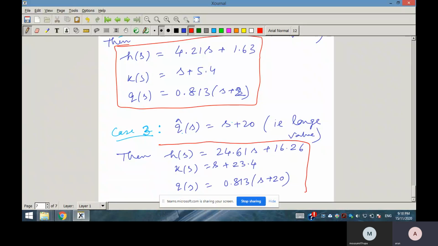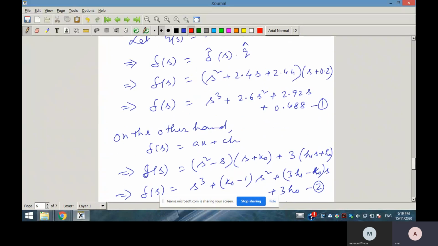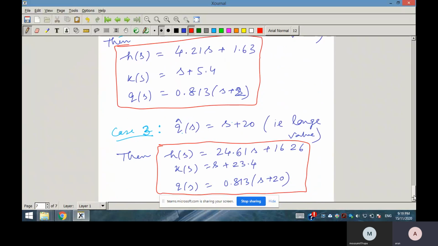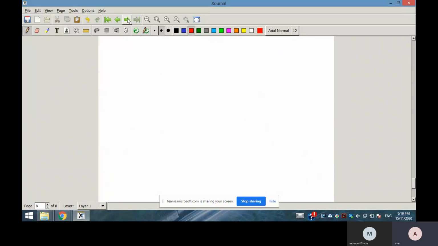So what will be the impact? Which one will you ultimately choose for a practical system? To know that, we'll have some plots, then we'll understand and ultimately conclude which Q hat we'll choose, whether this low value of Q hat, medium value of Q hat, or high value of Q hat, and what will be the impact. So first I will go to the next page, and I have run the closed loop system in MATLAB, and I have got some plots, and those plots I will try to attach here.